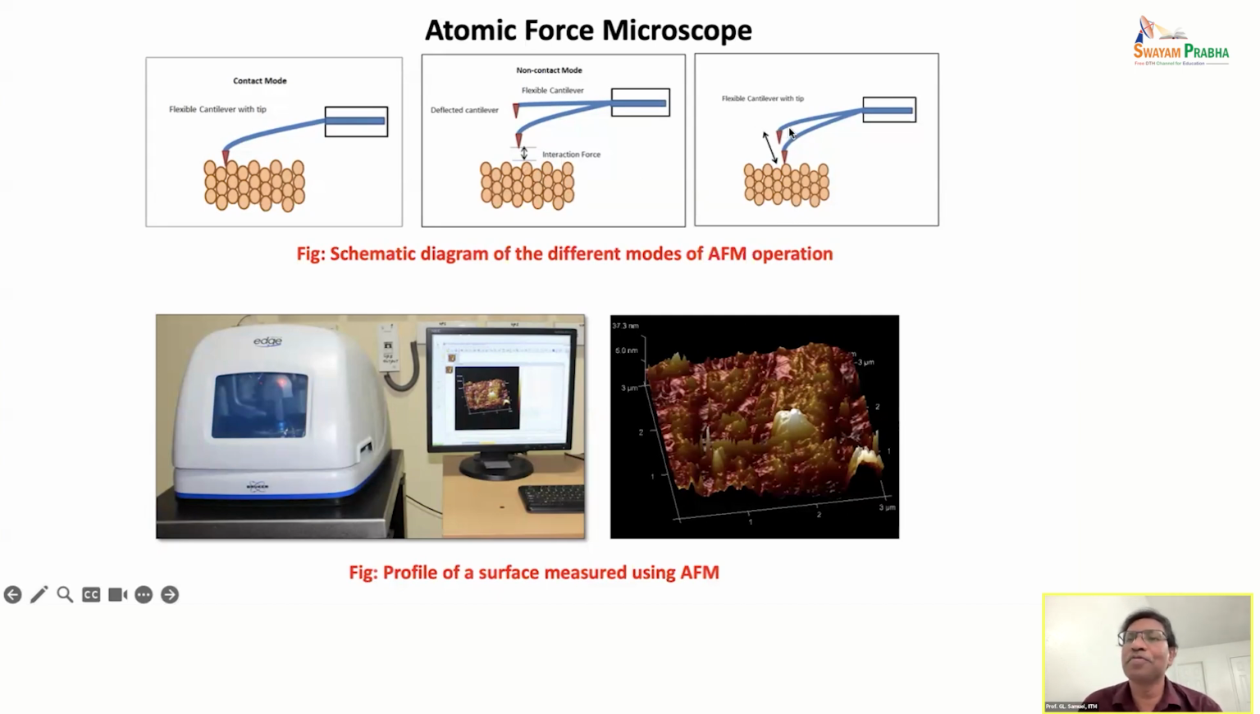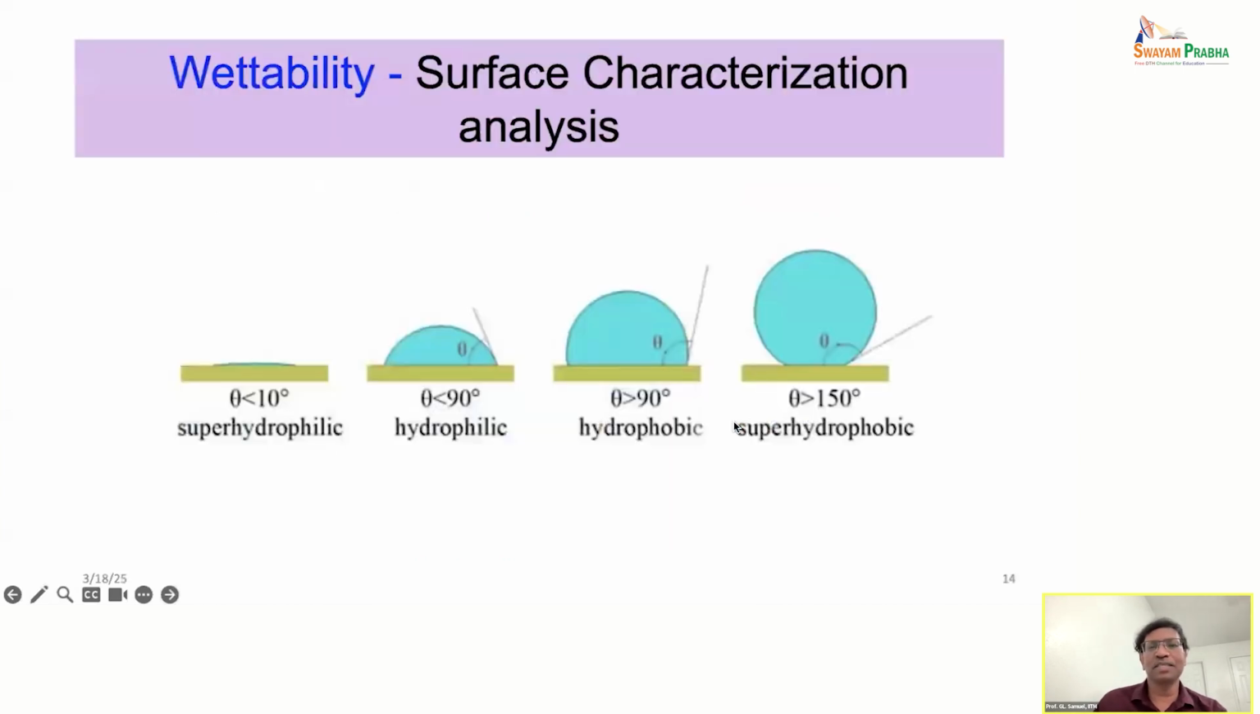And in some of the mechanisms, it will tap, and then we'll be able to get the actual profile. So these are some of the characteristics, how the instruments are able to get the 3D profile of the surfaces.